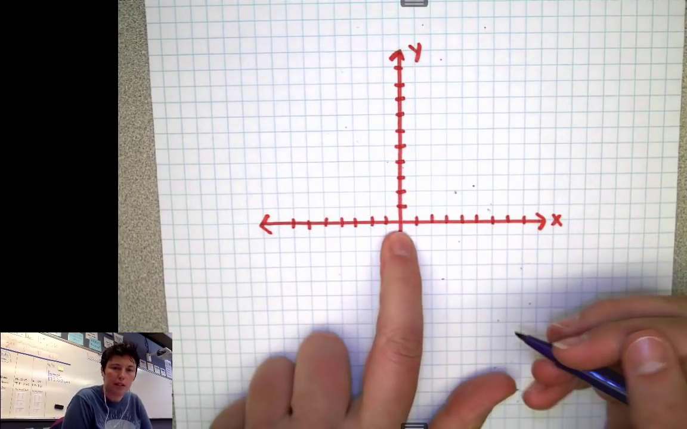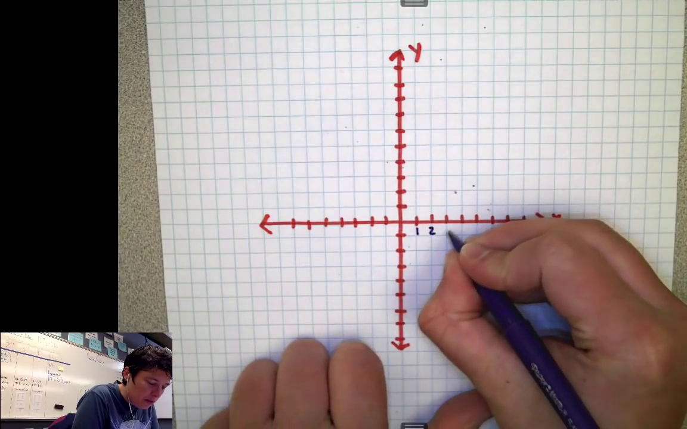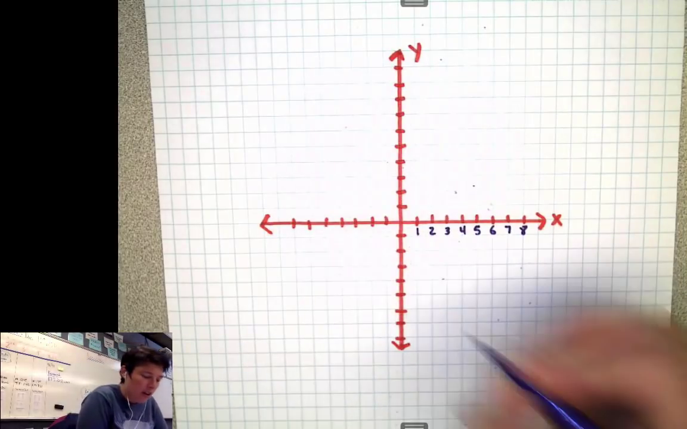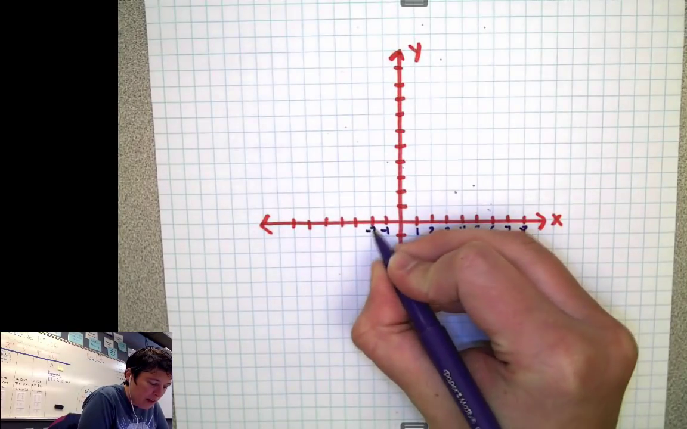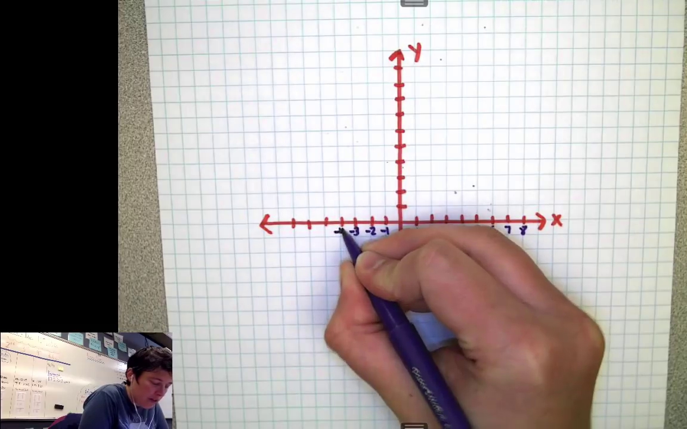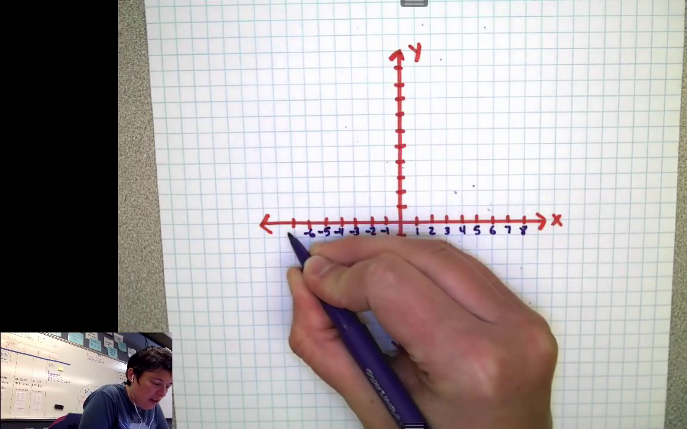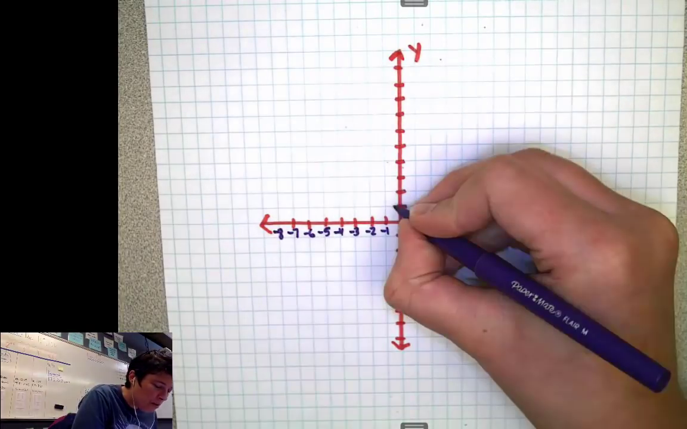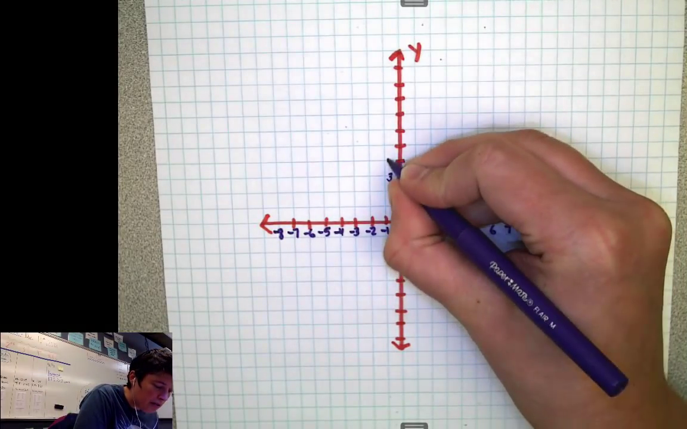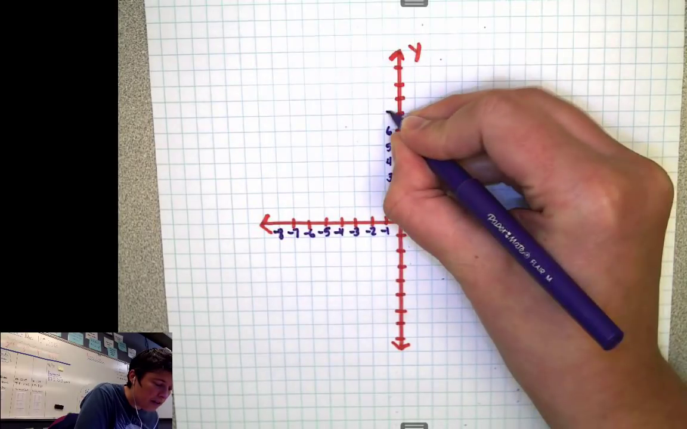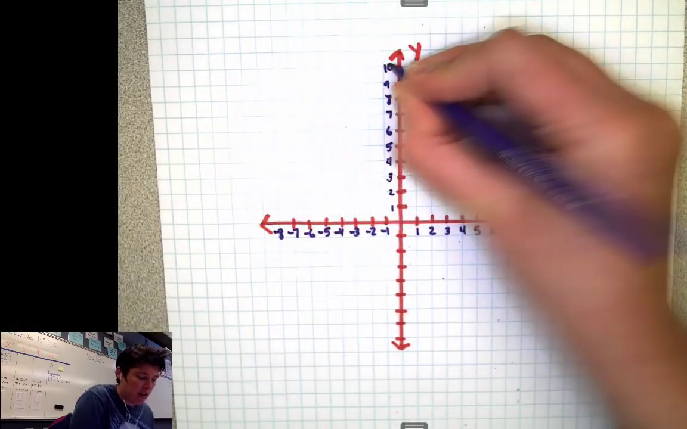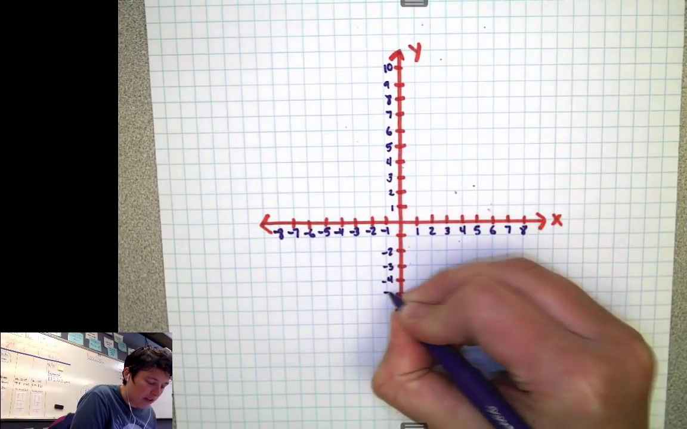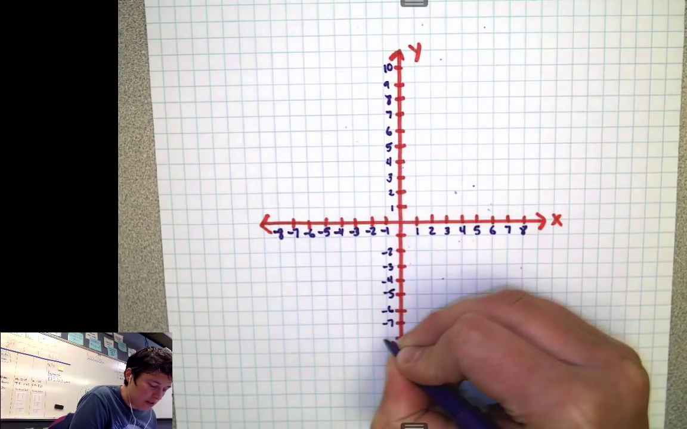So 0 is in the middle. I'm going to go 1, 2, 3, 4, 5, 6, 7, 8 until I run out of room. And then I'm going to go back -1, -2, -3, -4, -5, -6, -7. I can reach -8, just barely. And then I'm going to go up 1, 2, 3, 4, 5, 6, 7, 8, 9. I made it to 10. And I'm going to go down -1, -2, -3, -4, -5, -6, -7, barely -8.